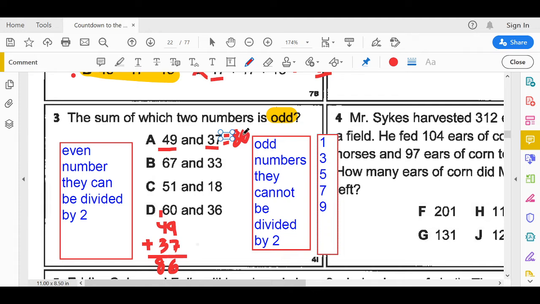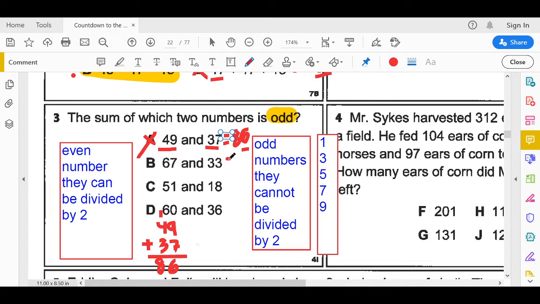And now that you have this number, amigos, you ask yourself, is my last digit, which is number 6, a 1, 3, 5, 7, or 9? No, it is not. It means that this is not an odd number. It is an even number because I can divide it by 2 and I will get a whole number.